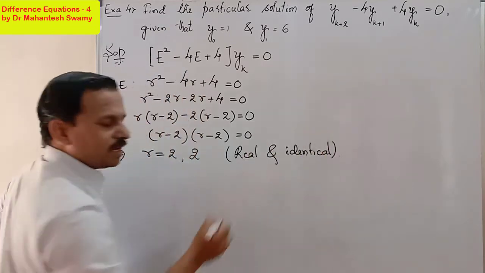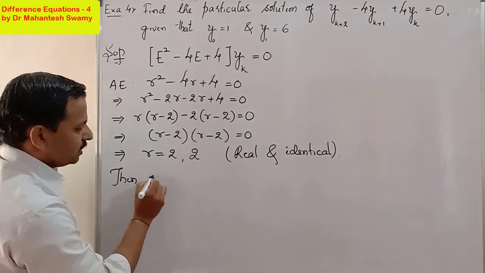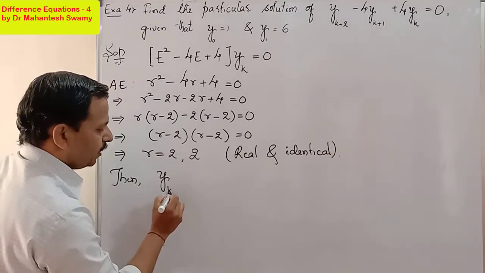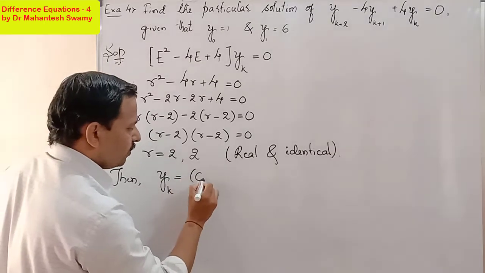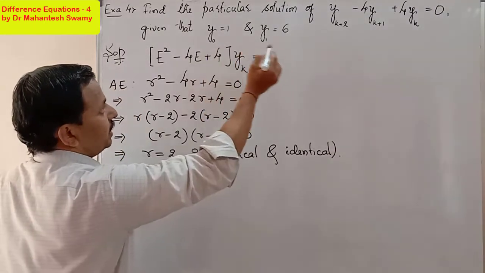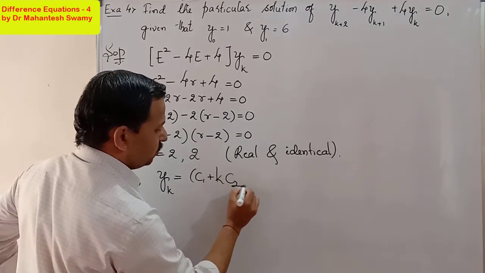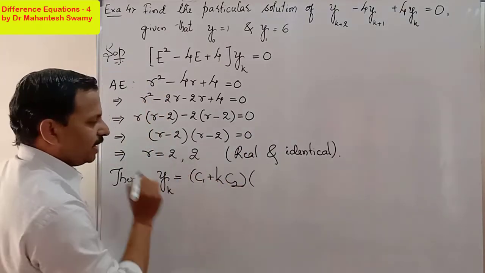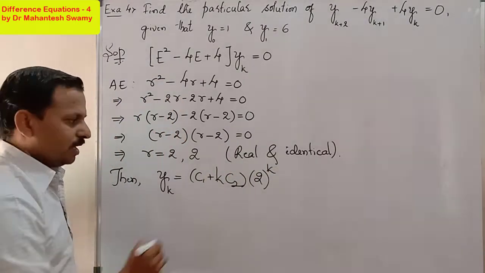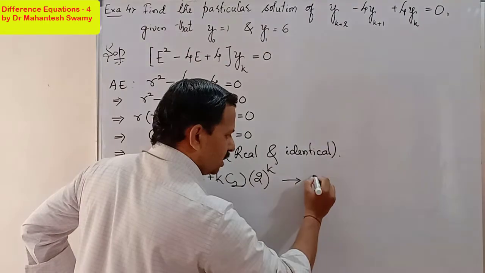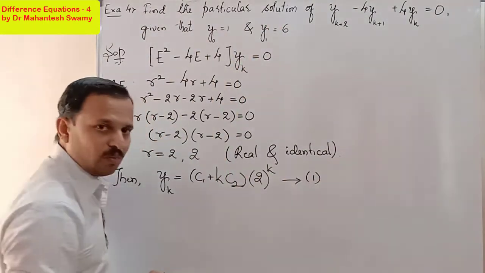When the roots are real and identical, we know how to write yk. The general solution yk can be written as (c1 + k c2) times the root to the power k. What is the variable here? It is k, the independent variable. So it is 2 to the power k. So this is the general solution of the given difference equation. Call it equation number 1.